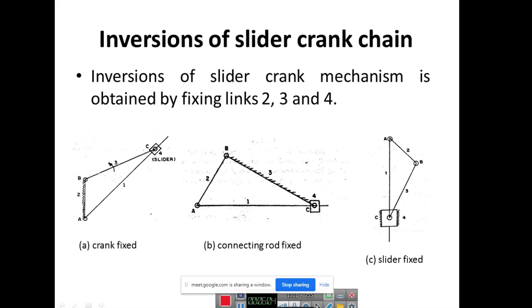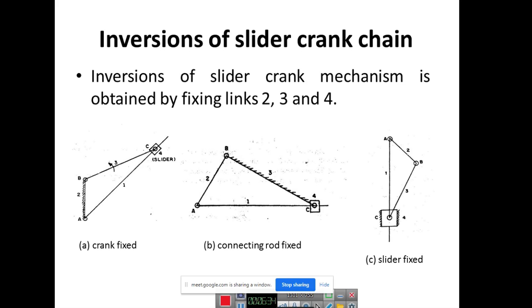Again, in this slider crank mechanism there may be different inversions possible. So inversions of the slider crank chain can be seen. In the first case, you can see the crank is fixed. If link 2 in this figure is fixed, it will give a different type of motion. So 3 is going to oscillate, the slider is going to swing from there, and link 1 is not fixed, so it will oscillate in that direction.